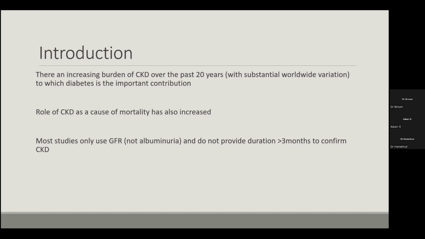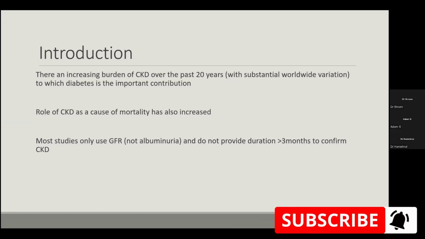The role of CKD as a cause of mortality has also increased. Previously, there was not enough evidence to suggest that CKD is directly related to mortality, but now we know throughout the last decade that CKD is a risk factor for cardiovascular outcomes, including cardiovascular mortality. So CKD directly as a cause of mortality has been more implicated in the evidence in the past decade.